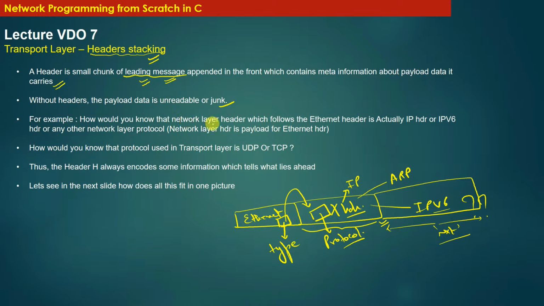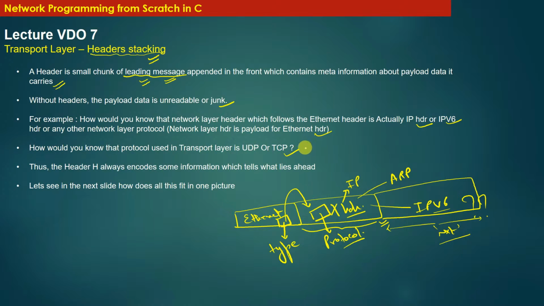So how would you know that the network layer header which follows the Ethernet header is actually an IP header or an IPv6 header or any other network layer protocol? Network layer header is payload to Ethernet header. How would you know that the protocol used in the transport layer is UDP or TCP protocol?